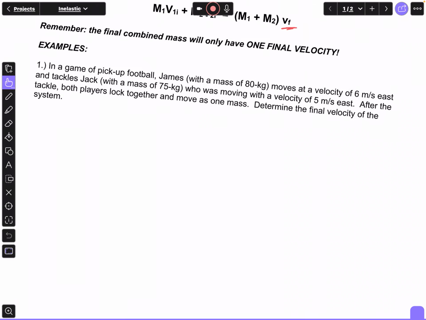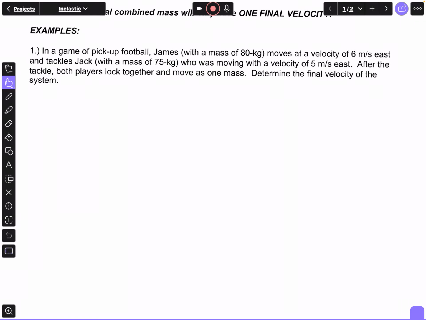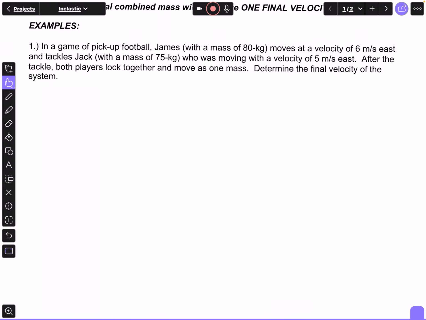So if we look at our first example problem, remember it's best to draw a diagram so you won't mess up your numbers. We're going to use the GUESS method to solve this, where we write down our givens, our unknown, our equation, and then we substitute and solve.